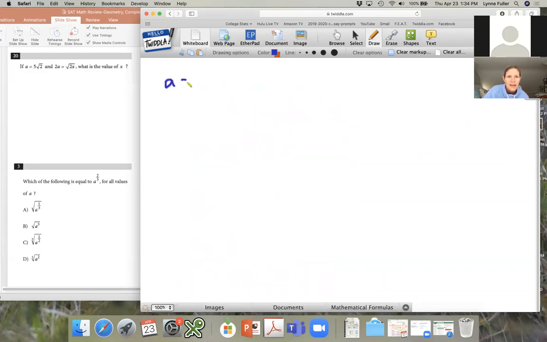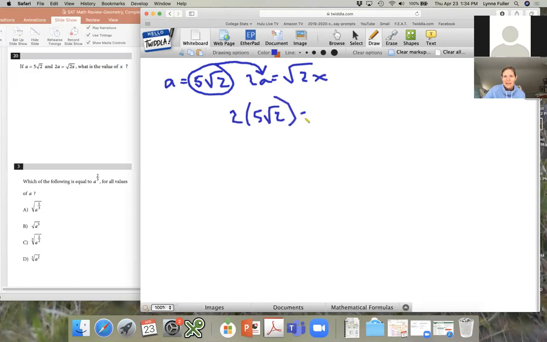So I have a equals 5 root 2, and 2a equals the square root of 2x. By the way, this is 20 math, open-ended, hardest problem in the section. So right away, I notice I have a value for a. And so can't I substitute this in for a for the other part of the equation? So I'd have 2 times 5 root 2 equals the square root of 2x, which is 10 root 2 equals the square root of 2x.